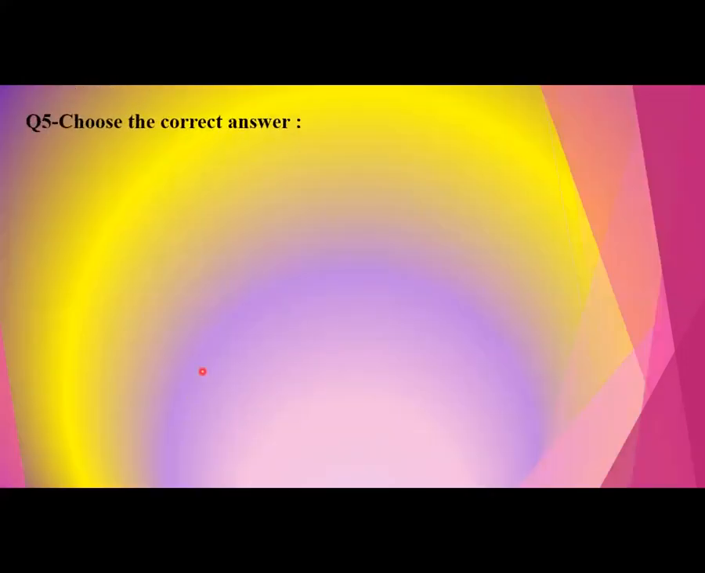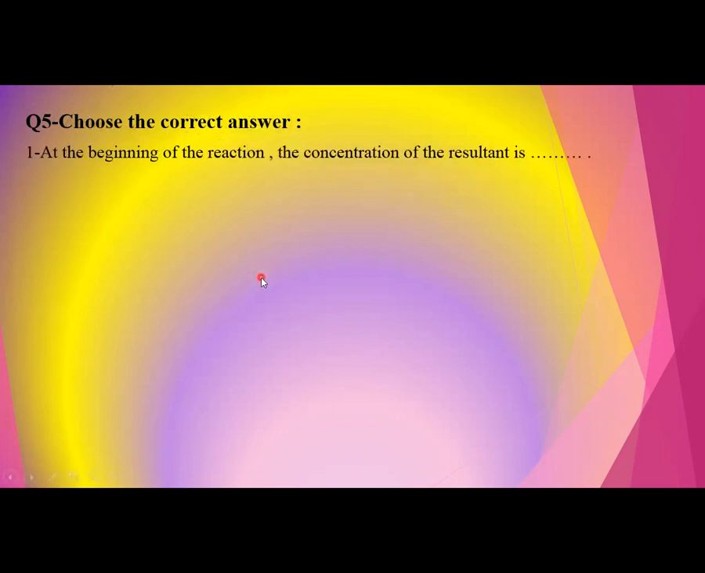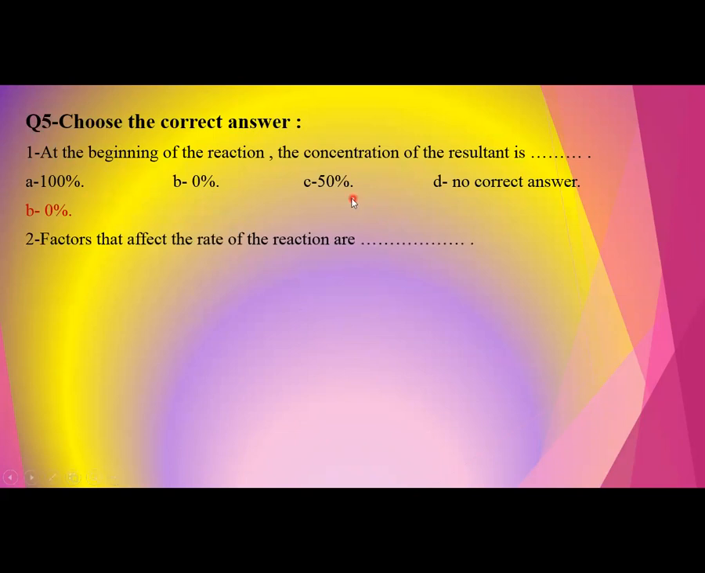Let's go to another type of question. Choose the correct answer. At the beginning of the reaction, the concentration of resultant is dot. At the beginning, all the reactants are still present, 100%, so the resultant is 0%. We agreed: 100% reactant at the beginning and 0% product. Or the opposite at the end: 0% for the reactants and 100% for the product.